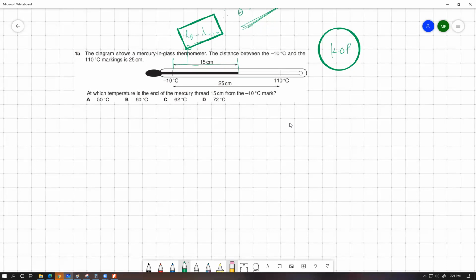This is the delta L, already we have the delta L over here. Or I can write it in another way: let's say delta theta is proportional to delta L, which means theta minus theta minus 10 divided by 110 minus 10.